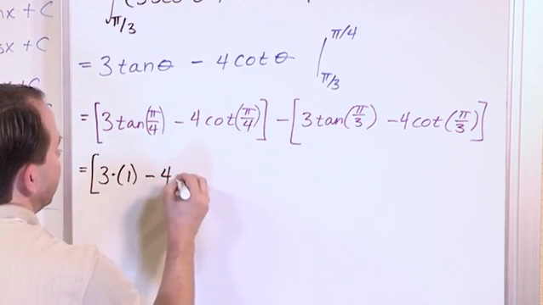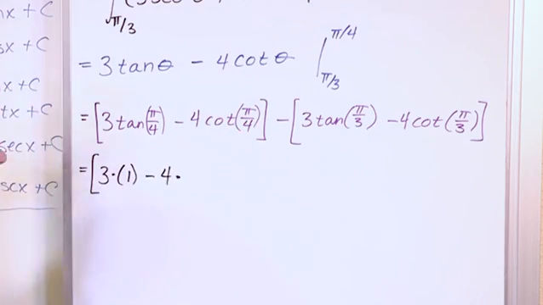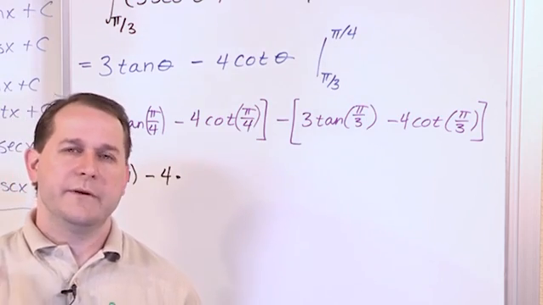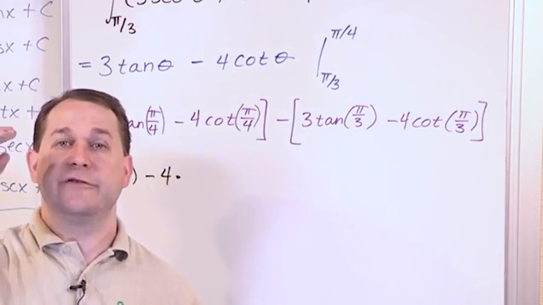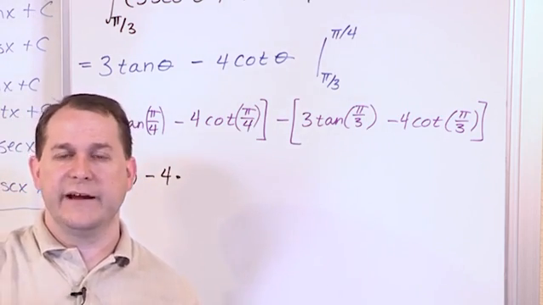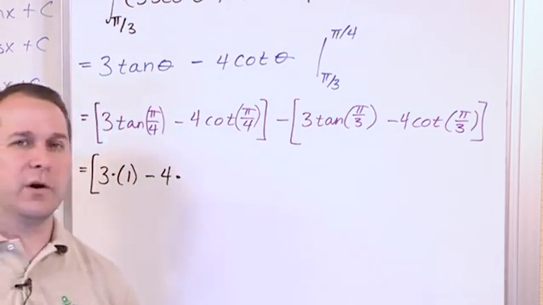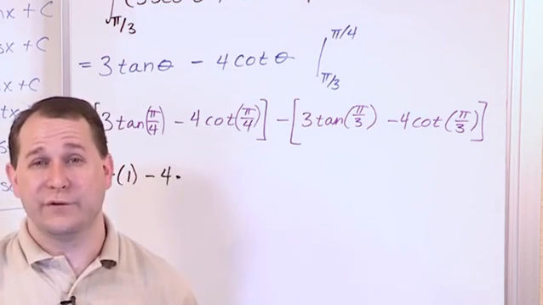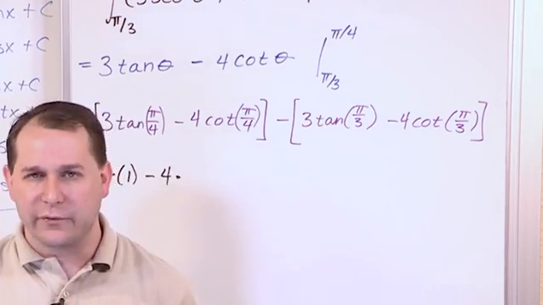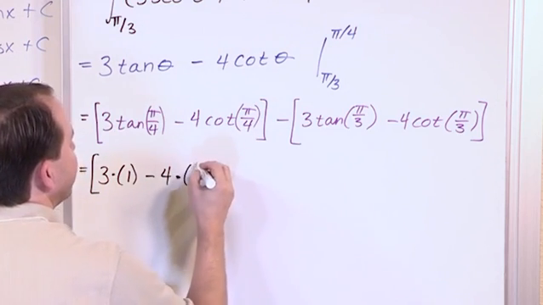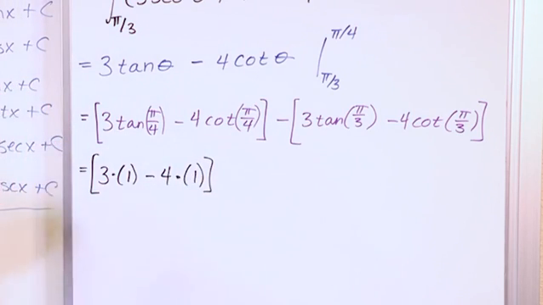Minus 4 times, what would the cotangent of pi over 4 be? A lot of people would look at cotangent of pi over 4 and maybe they're not sure. But if you think about it, cotangent is just, instead of sine over cosine like it is for tangent, cosine over sine. And again, since it's pi over 4, the cosine of pi over 4 is square root of 2 over 2. The sine of pi over 4 is also square root of 2 over 2. So cosine over sine is going to give you 1. So basically you're going to get a 1 in this spot also.